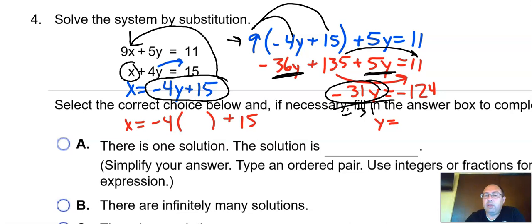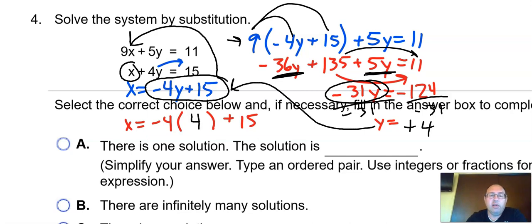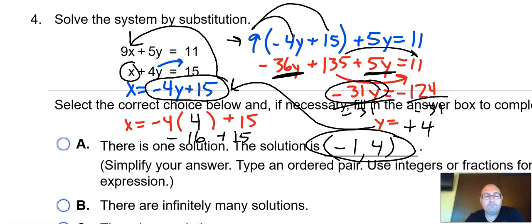A little division by -31. It's kind of hard to read when you have black lettering on black lettering, but you should get a positive 4. Negative divided by negative is a positive. So now we know the y value is 4. We can come back over to this equation and plug in the 4 for y, and that gives me negative 16 plus 15, which is negative 1. So the x value is negative 1, and the y value is 4, where the two lines cross.